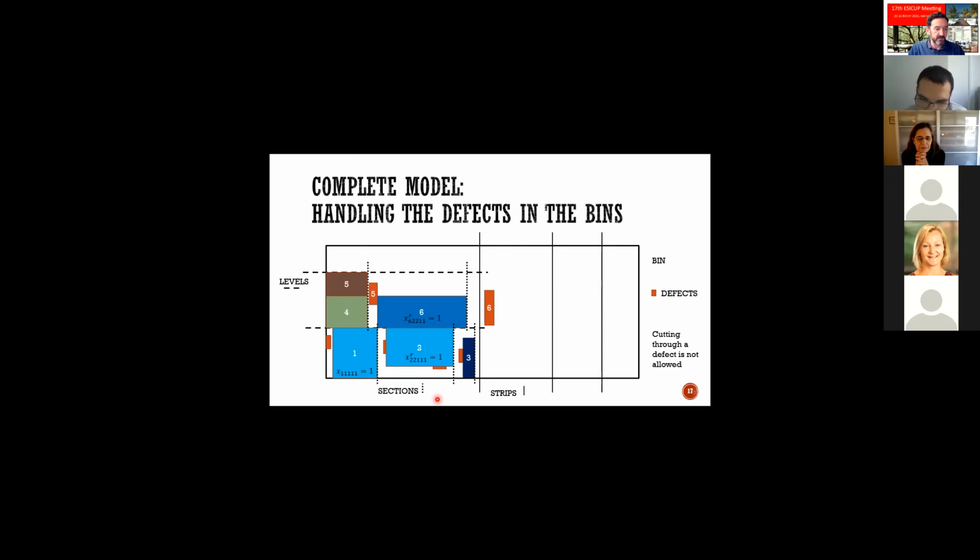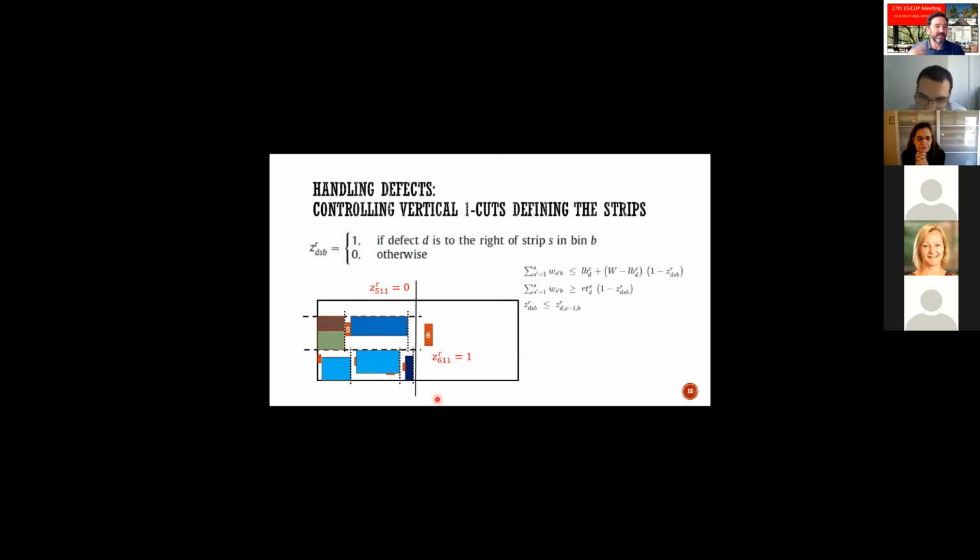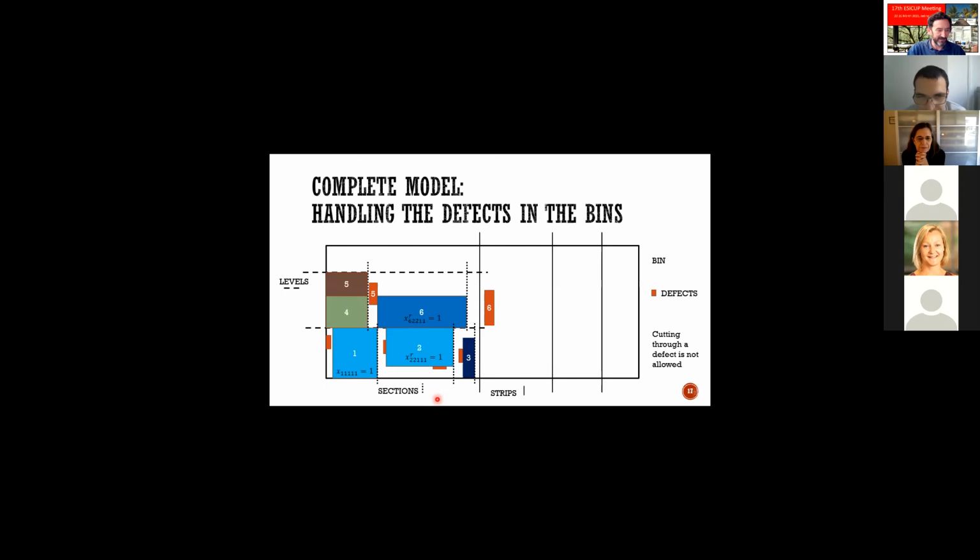Then we have an index more for the sections. For instance, here item 1 is placed in the first section, in the first level, of the first strip, of the first beam. And this is the same for the rotated item in the second section. Okay, this is a mistake.